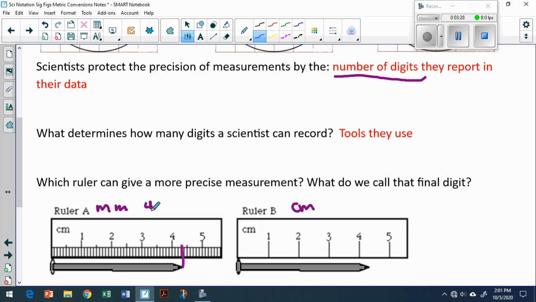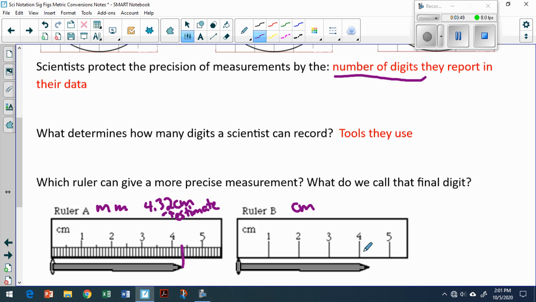So let's say that it's about 4.32 centimeters. I know it made it to the 3, and I'm estimating the 2. Some other researcher might say 4.31 or 4.34, and most of us would agree that that's reasonable.